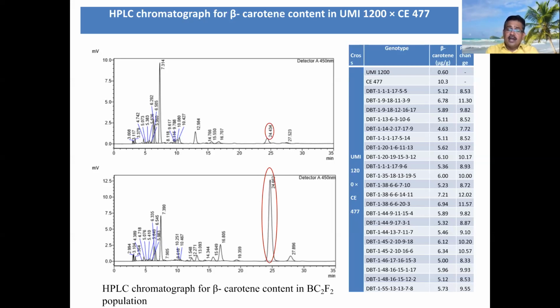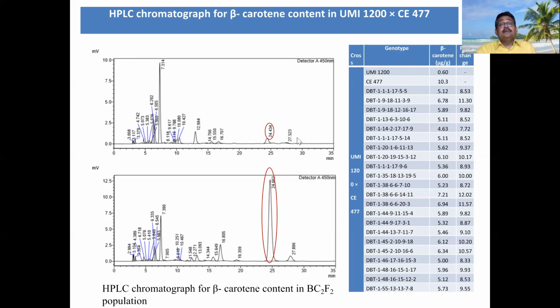And another thing: every HPLC estimation is a very time-consuming process, because you first have to extract the carotenoid by solvent extraction. After the extraction, you have to go for the HPLC method of estimation. When you go for HPLC, you have to feed the standard, for example the 10 ppm standard, and then later you feed the sample, and you can compare the HPLC chromatogram.